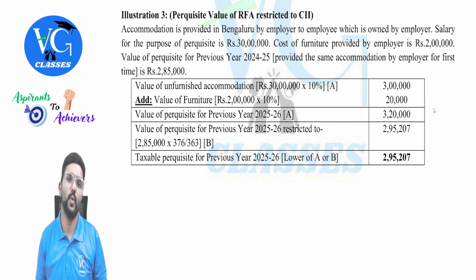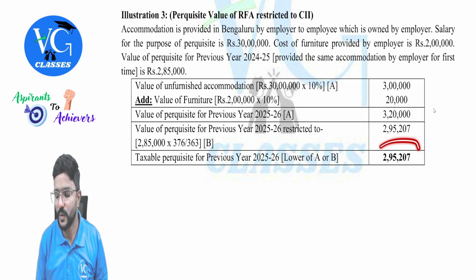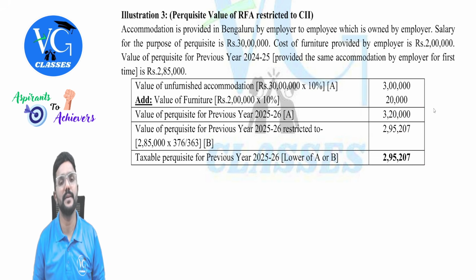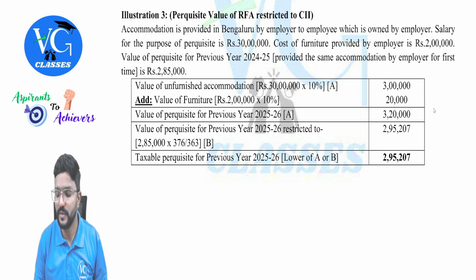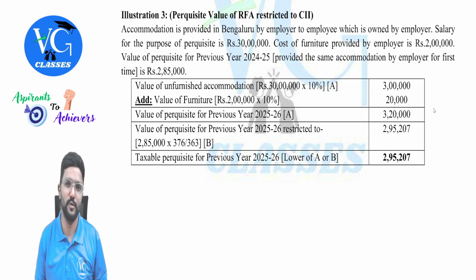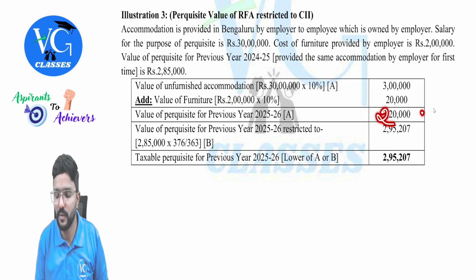So what is the value of taxable perquisite? Whichever is lower. Got it? So 2,95,207. Sir, always this figure only will come lower? No, need not be. Clear? For example, assume this is 220. Then only this is taxable.